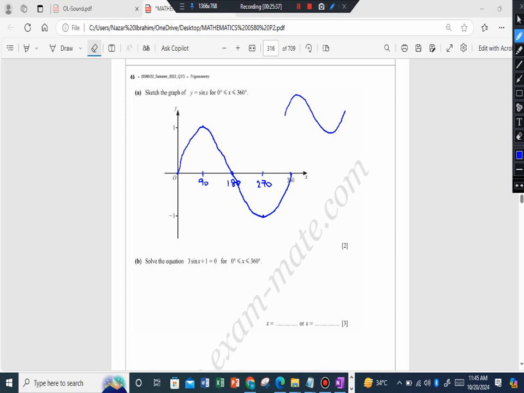Okay, let's move further. Solve the equation 3 sin x plus 1 is equal to 0. First, solving the equation, separating the variable sin x. So 3 sin x is equal to minus 1, since plus 1 goes over there, and 3 will go in the denominator. It will be minus 1 upon 3. Sine is negative, right? And we are given the range from 0 to 360, right? So taking sine inverse of minus 1 upon 3, I am getting the answer minus 19.47, which cannot be the answer according to the range given to me, right?